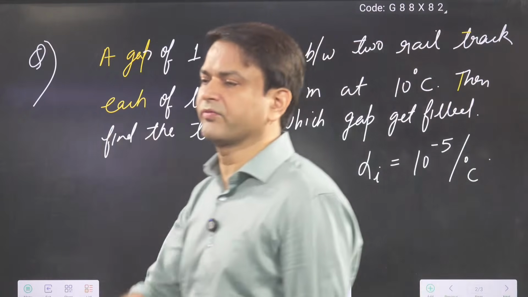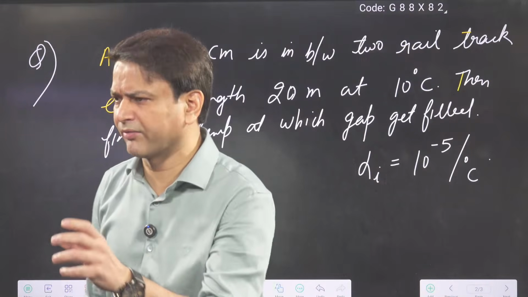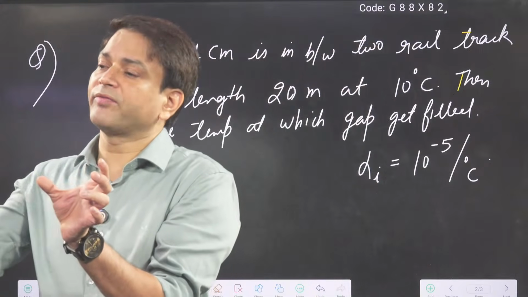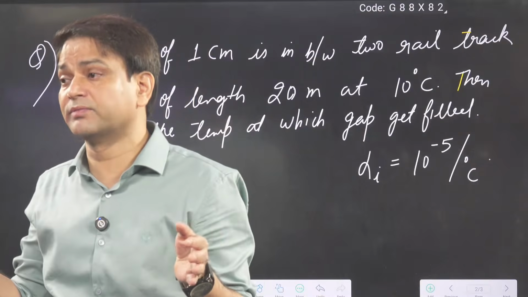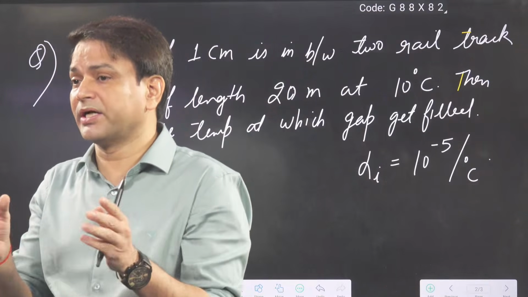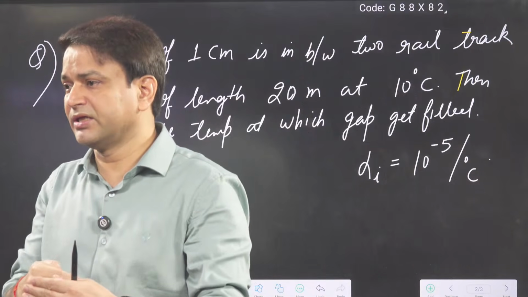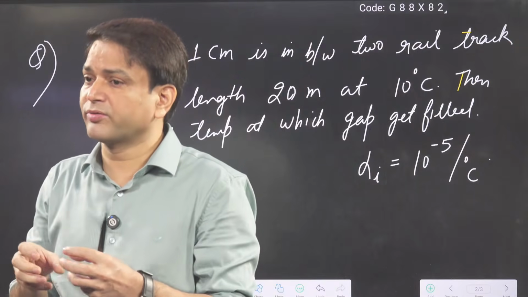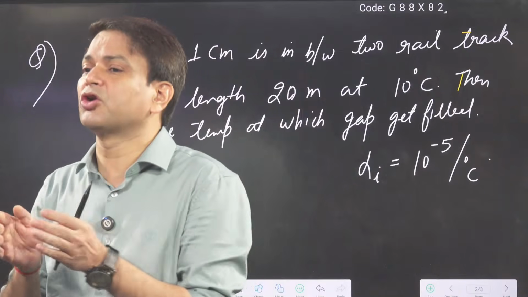Okay, so we have two rail tracks, and between them we have a gap of 1 centimeter. Everybody knows that in a railway track, if you have seen, there is a gap. Why do we make the gap? Because in summer the track will expand. If the gap is not there, then what will happen? It will bend like the bimetallic strip. So we make the gap between each track so that in summer when the temperature is more, or due to continuous use when it gets heated, after expansion it will fill the gap, but it will not get deformed.